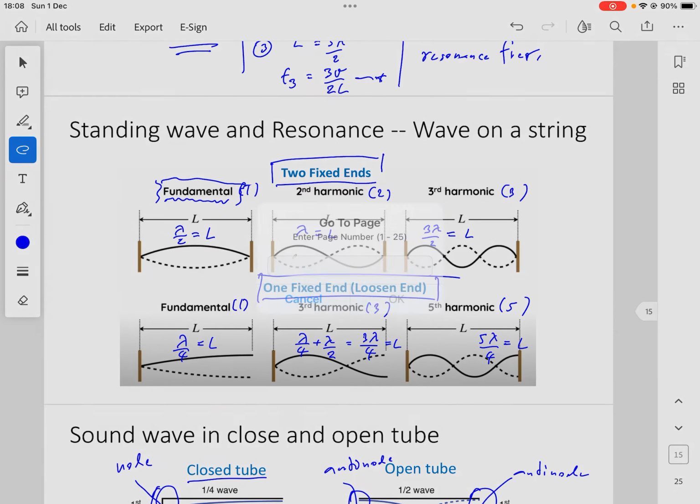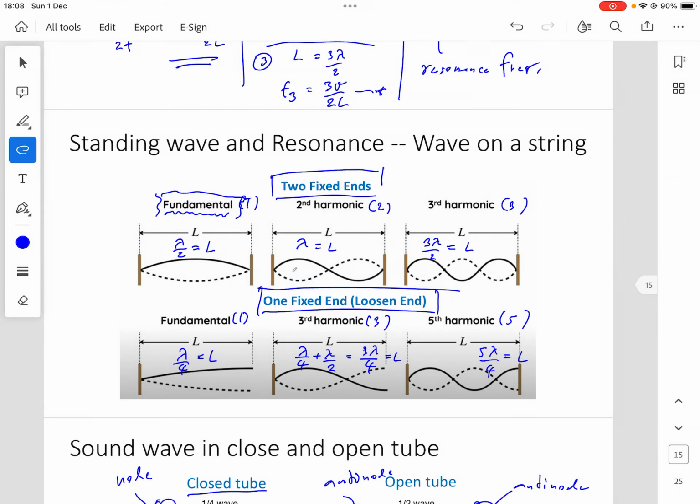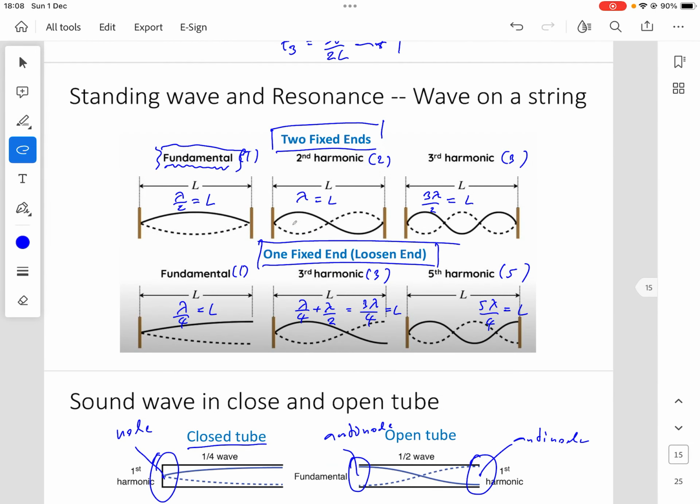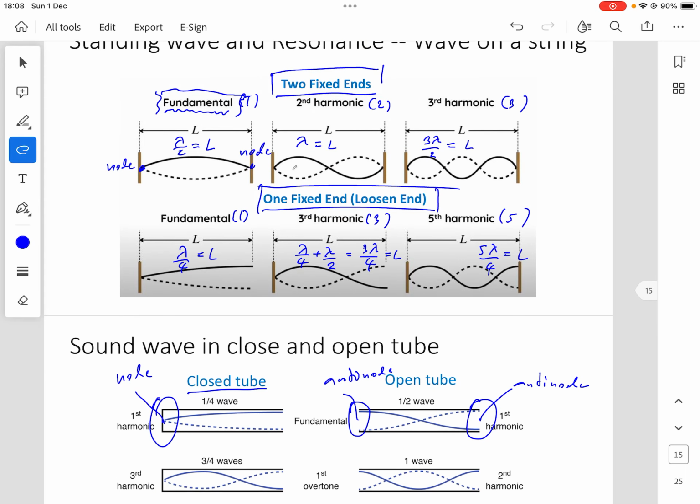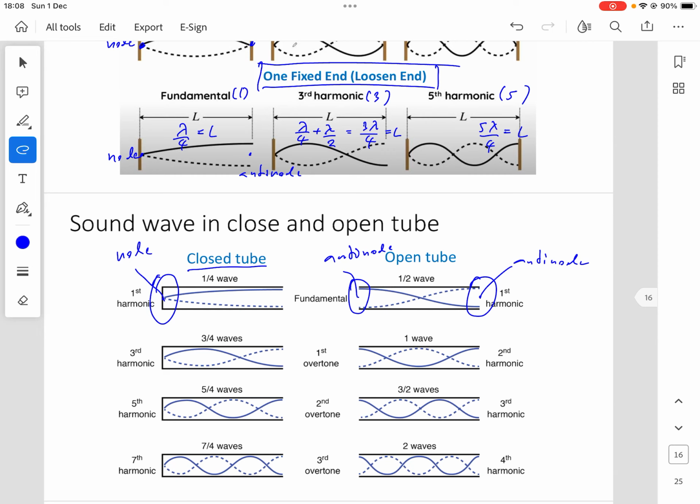I should try to compare this with the case of the string. You see the two fixed ends: one is a node, and the other is also a node. And for the one fixed end string, you get this is a node and the other is an antinode. This is node and this is antinode for the closed tube.